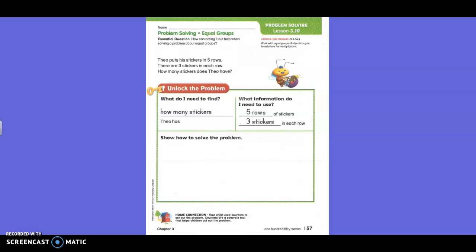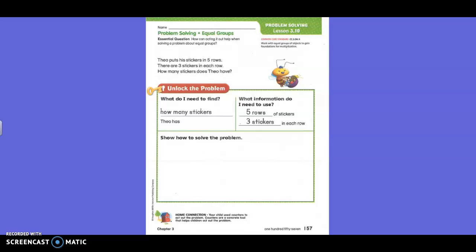Okay, let's read the story problem. Theo puts his stickers in 5 rows. There are 3 stickers in each row. How many stickers does Theo have?